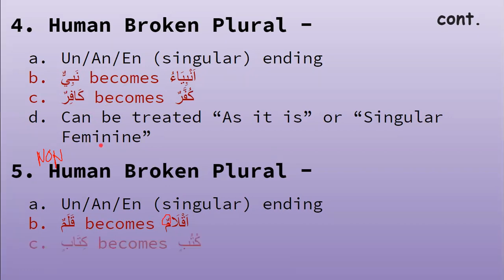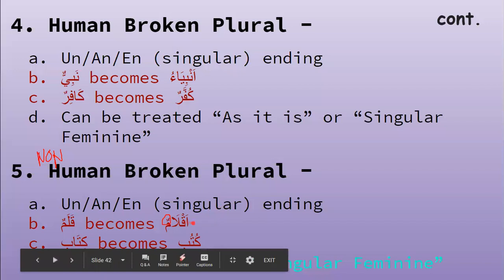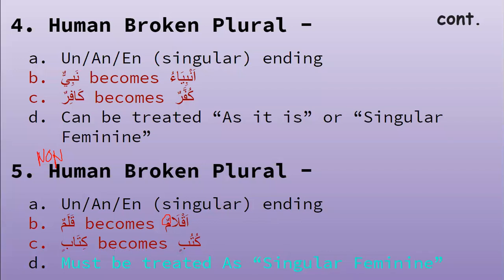So it's non-human broken plural, and non-human broken plural has only one way of treating it, which is singular feminine. So when I ask you what are the properties of aklam, you have to say it's Rafa for sure because it has un at the ending, and then you have to say it's singular feminine. And when I ask you why you are saying it's singular feminine, you have to answer that it's a non-human broken plural, and Arabs treat non-human broken plural as singular feminine. Okay?